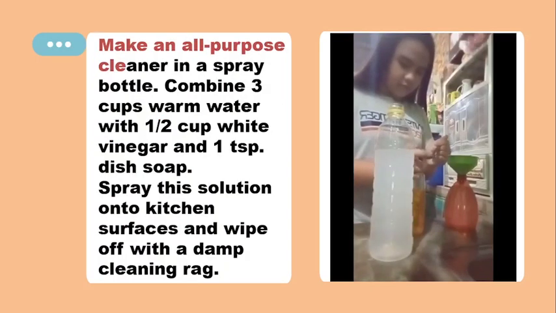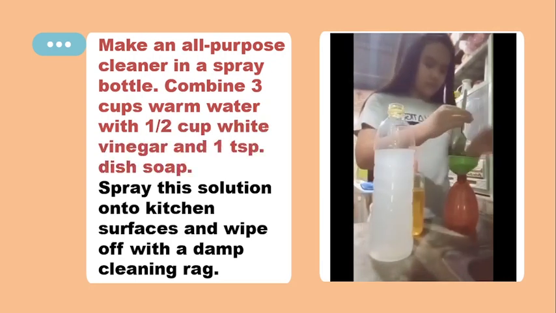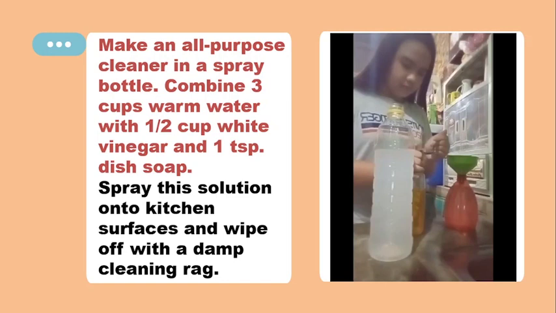Make an all-purpose cleaner in a spray bottle. Combine 3 cups of water with 1/4 cup white vinegar and 1 teaspoon dish soap. Spray this solution onto kitchen surfaces and wipe off with a damp cleaning rag.